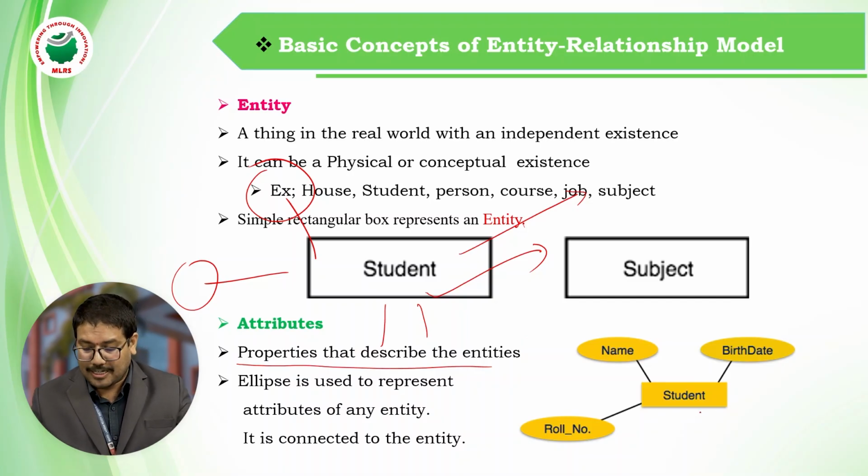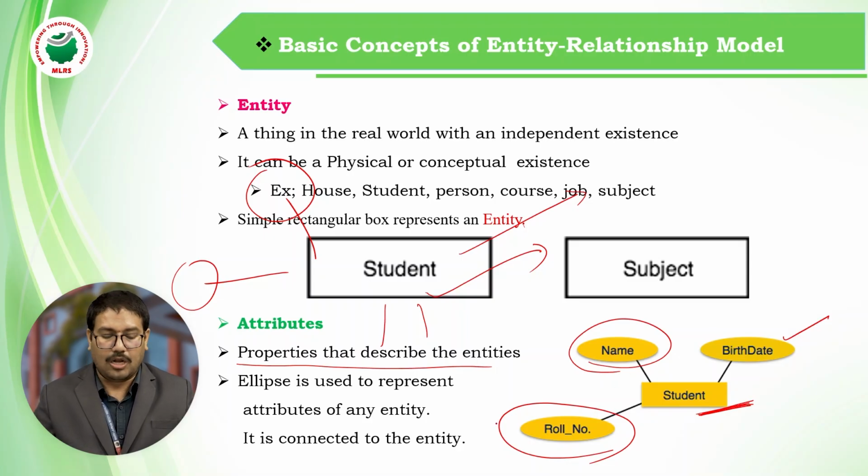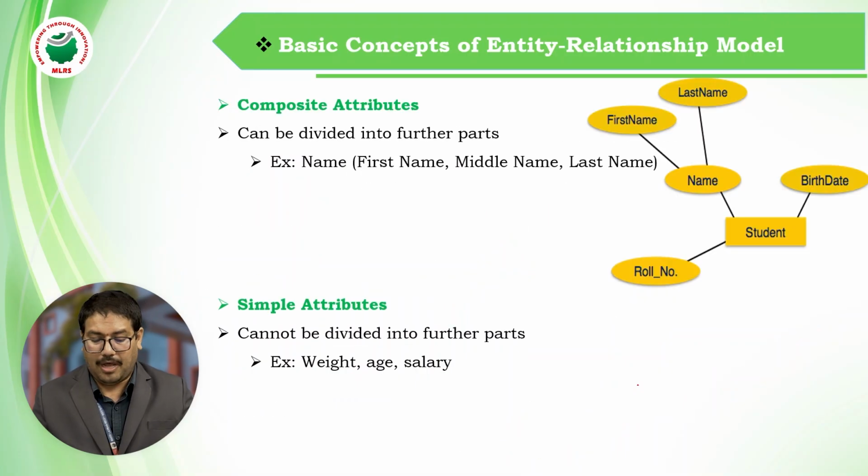So look at this diagram here. Student is an entity having various attributes, such as birth date, name, and roll number. So student is an entity, and the name, birth date, and roll number are all attributes. Okay, and we have different types of attributes. We'll see them now.